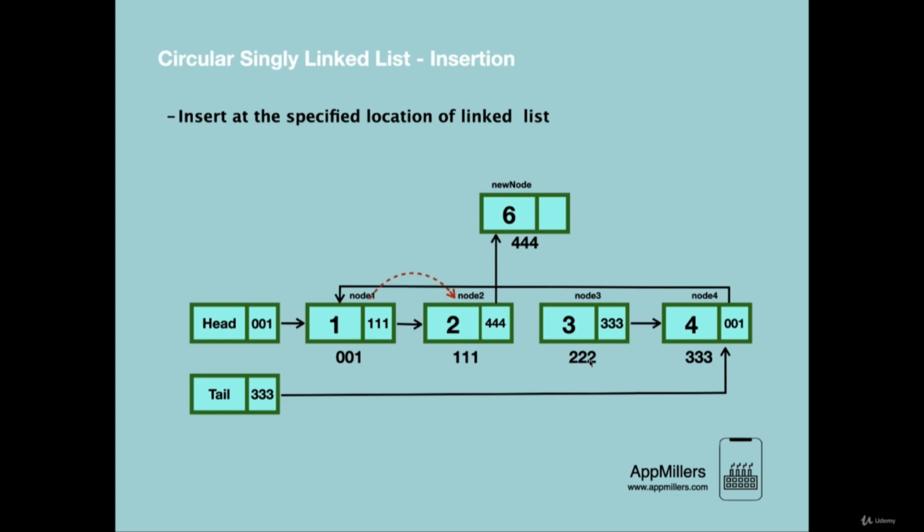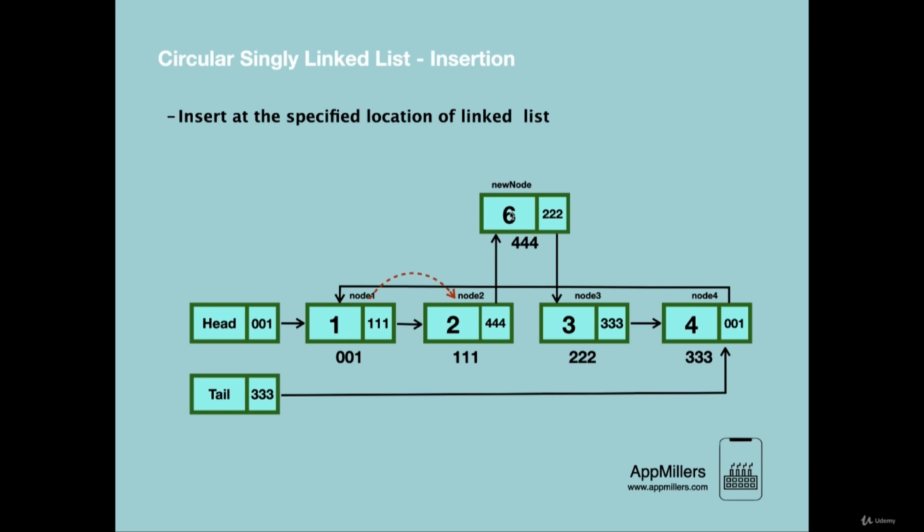The physical location of node 3 is 22. So if we update 22 to the new node's next reference, it creates a link between the new node and node 3. And with this, we have inserted a new node at a specified location in a circular single linked list. This is basically similar to the simple single linked list. So here we are not performing any additional step.